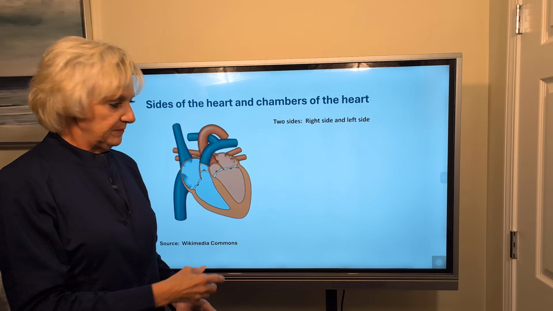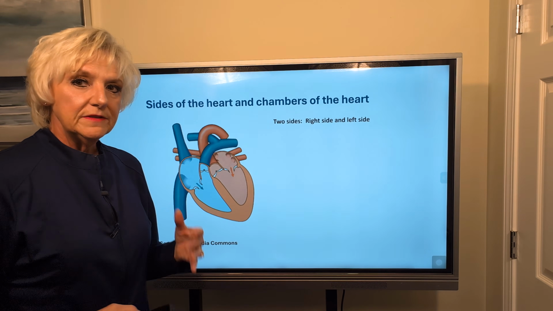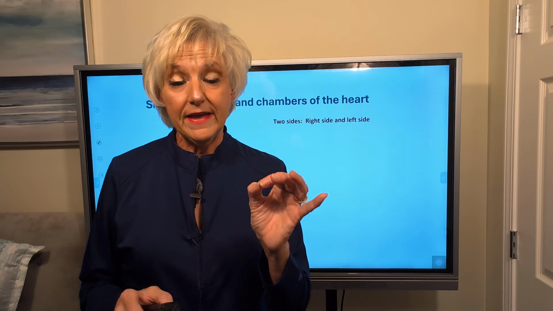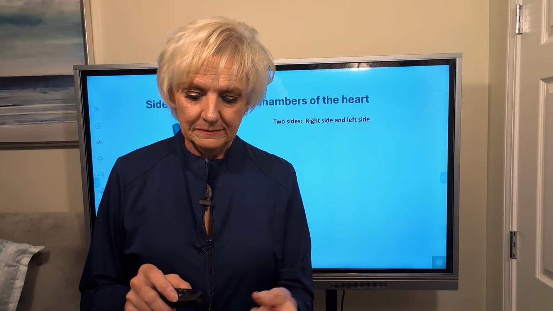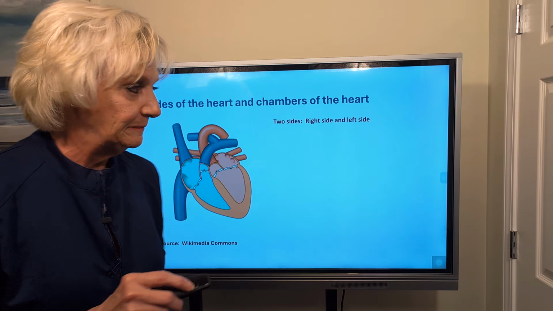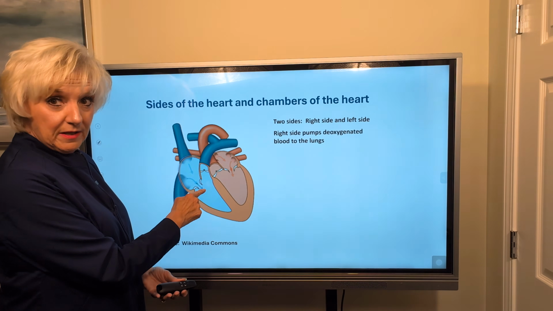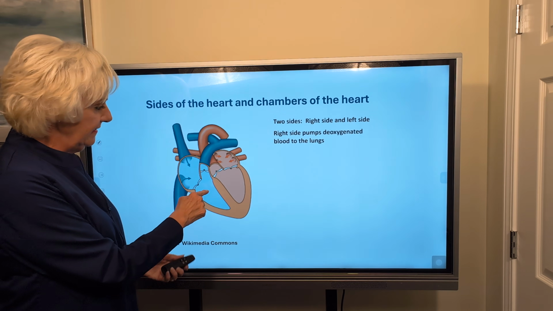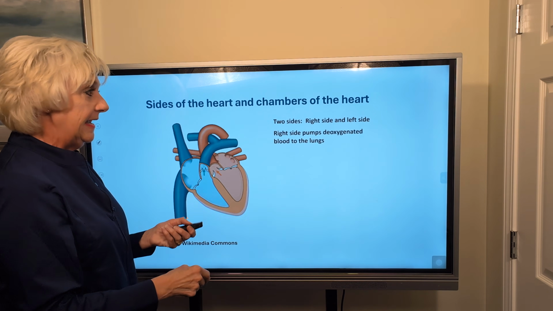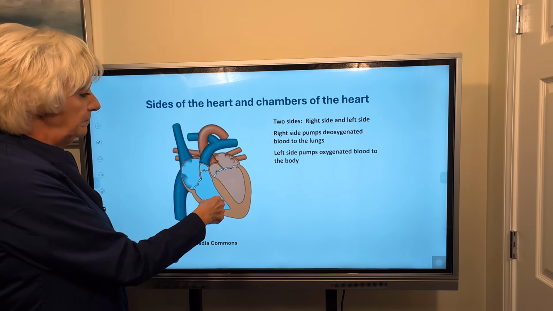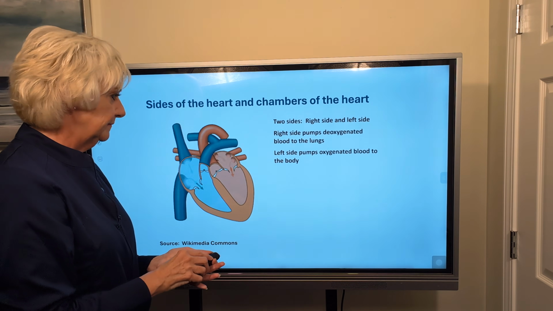They are both pumps. As you can see, they are making a pumping action. The only difference is where they are pumping to and what type of blood is in them. But they're pumping at the same time. The right side takes deoxygenated blood full of carbon dioxide, sends it out to the lungs, and the left side takes oxygenated blood and sends it out to the body.